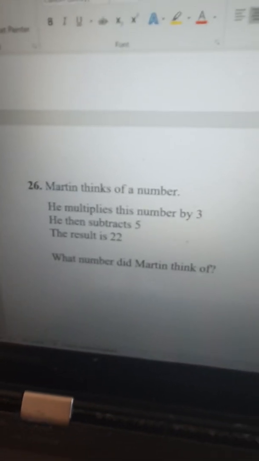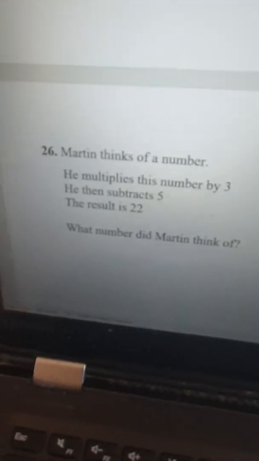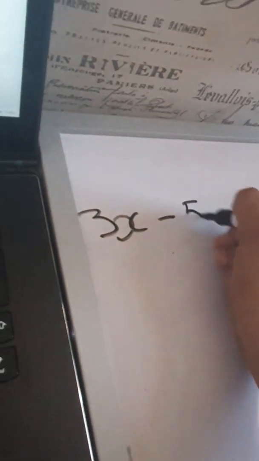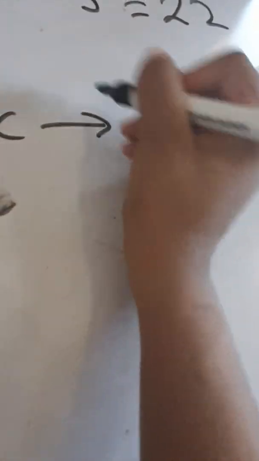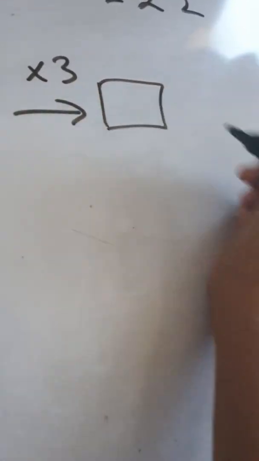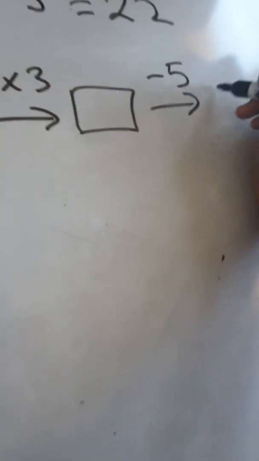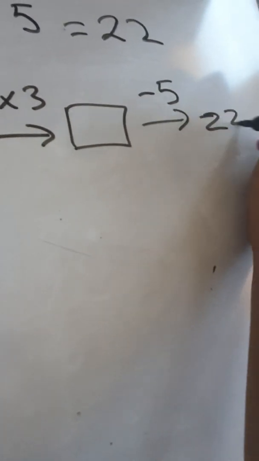Now, if we move down, we're all very good at this. You're all very good at the think-of-a-number questions because we did them in lesson and you're all great at it. So if Martin thinks of a number and he multiplies it by 3, he has x times 3. He then subtracts 5, take away 5, and the result is 22. You can either have it set up like this, or you can use the function machines like we had done before. So we would have x times 3 would give you something, minus 5 would give you the 22.